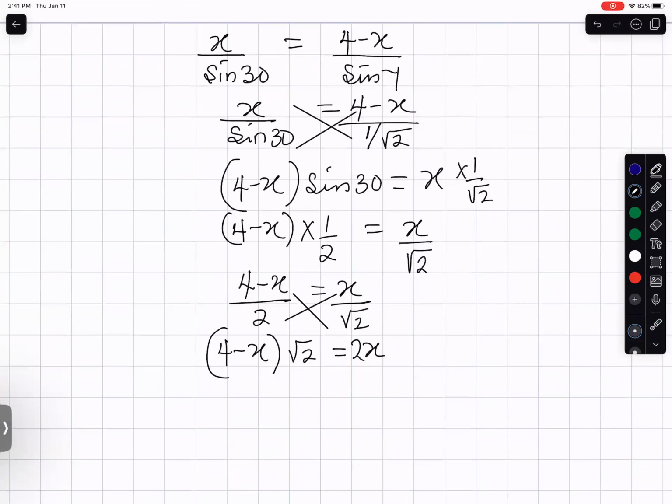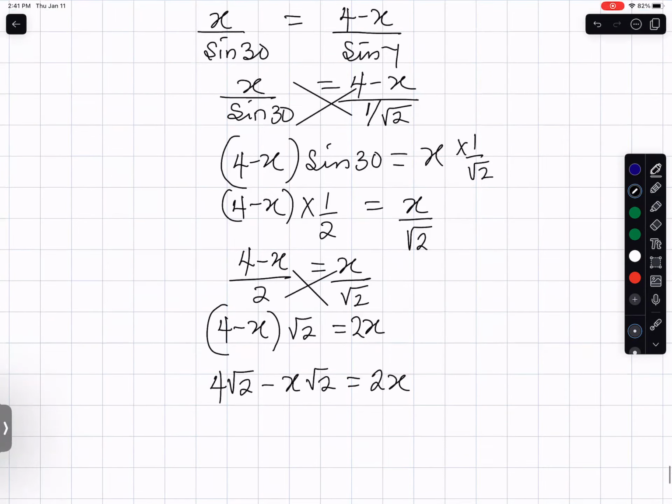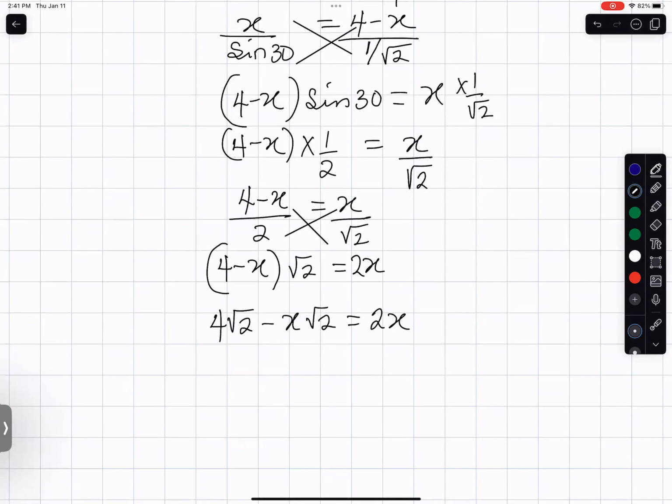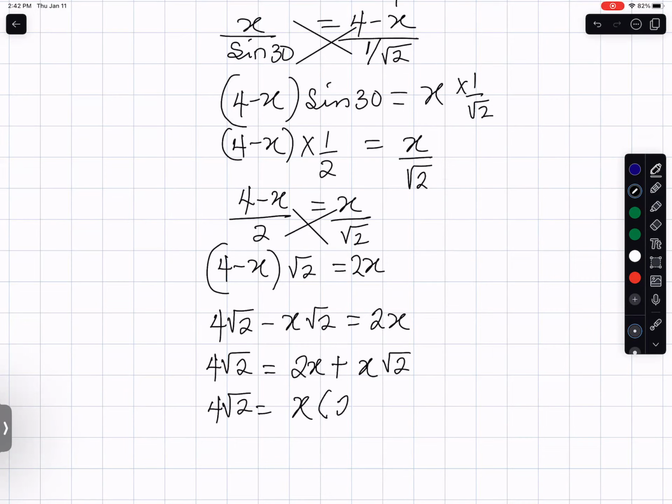So multiplying individually to open the bracket, I have 4 root 2 minus x root 2 equals 2x. We are making x the subject of the formula, so our x moves to the other side. So we have 4 root 2 equals 2x plus x root 2. Factorizing this, the common factor is x. So that gives 2 plus root 2.